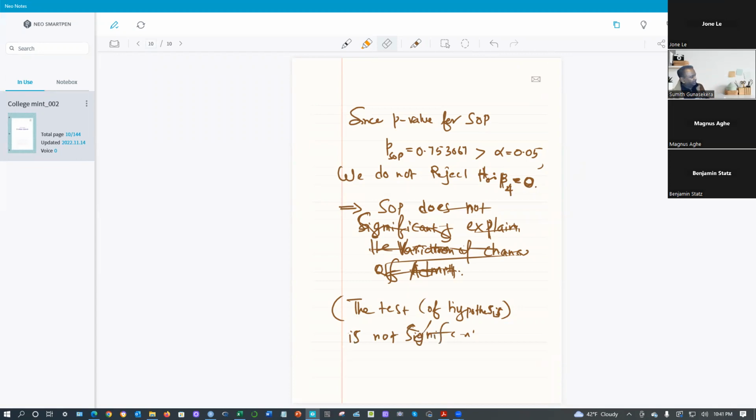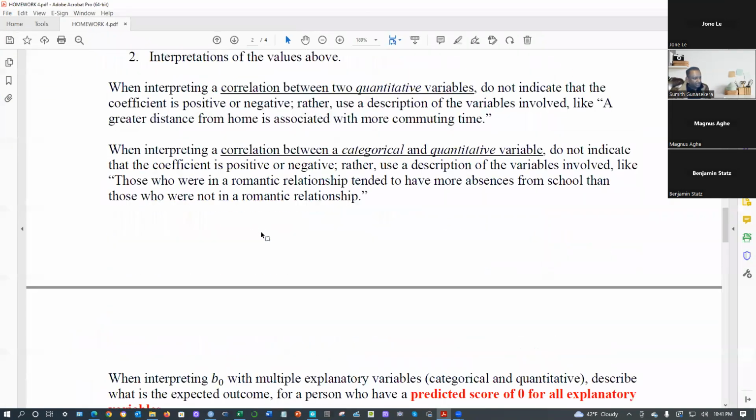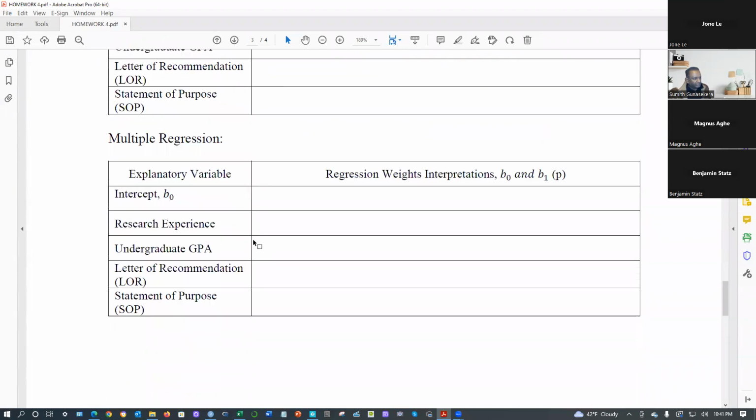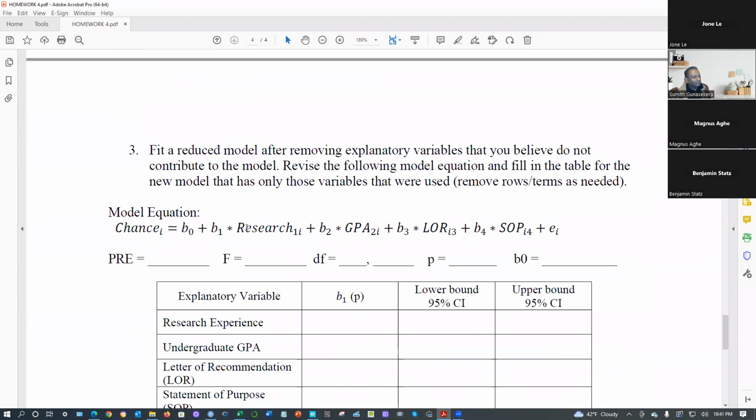That's why eventually they're going to ask, over here, to fit a reduced model after removing expanded variables that you believe do not contribute to the model. Out of this one, when you take that out, you don't put that one.